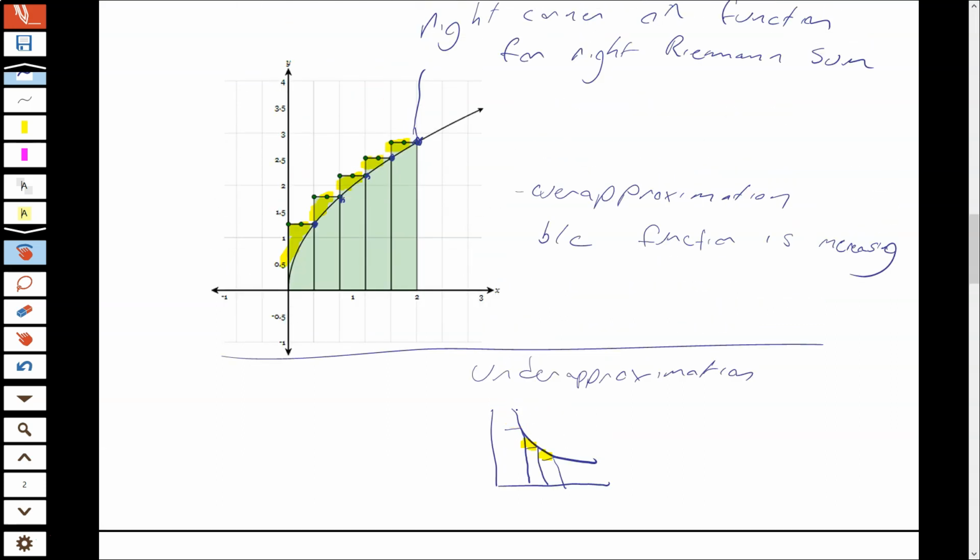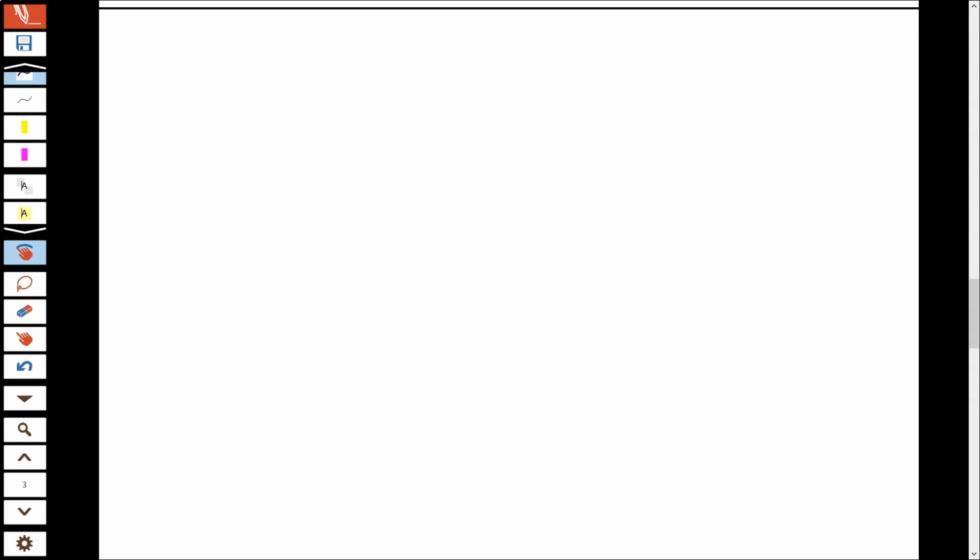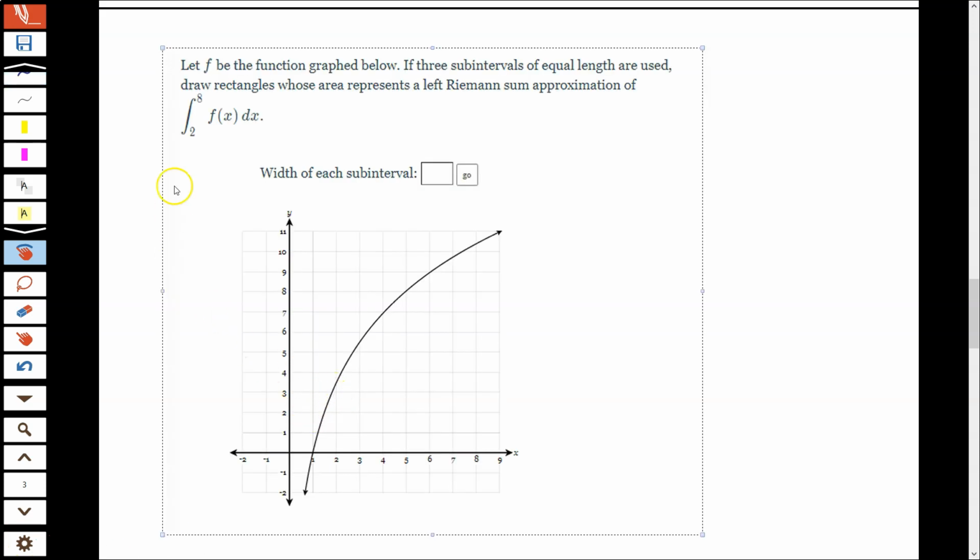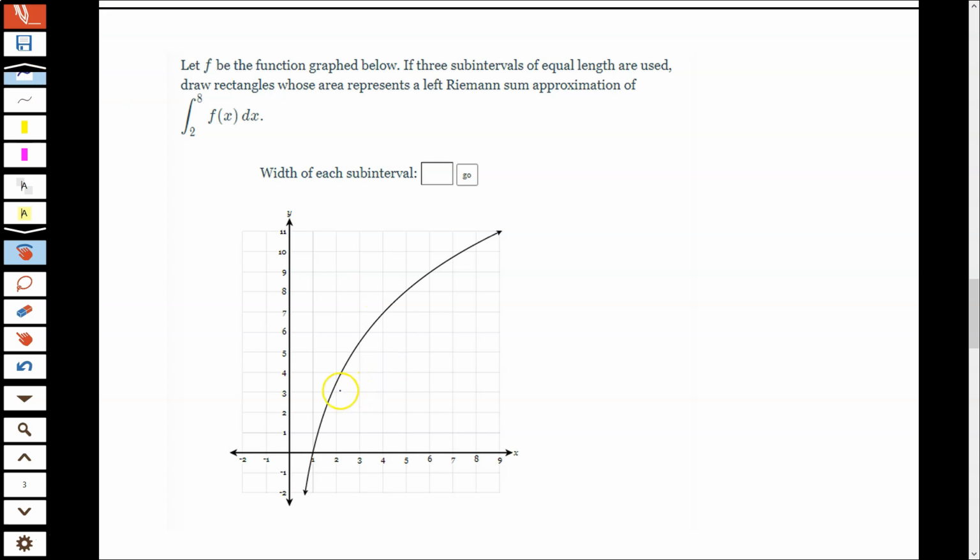Okay, we'll do one more example, and this time, you probably guessed it, of a left Riemann sum. Here we want the integral from 2 to 8 of f with a left Riemann sum using 3 subintervals. So that means we have 8 minus 2 over 6, oh, just kidding, over 3. And that gives us 8 minus 2 is 6, divided by 3, is a width of 2.